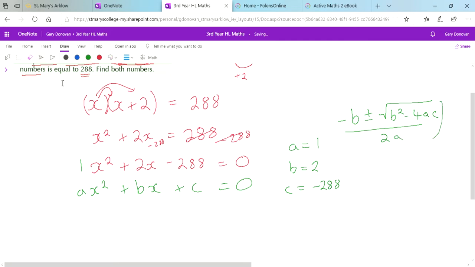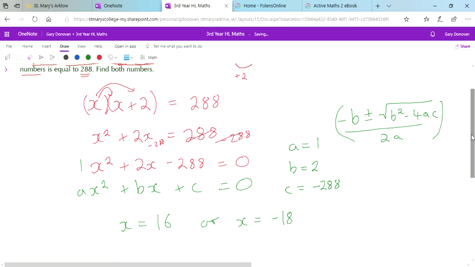I won't solve that for you, I'll let you do that yourself, but you should get an answer of x equals 16 or x equals minus 18.